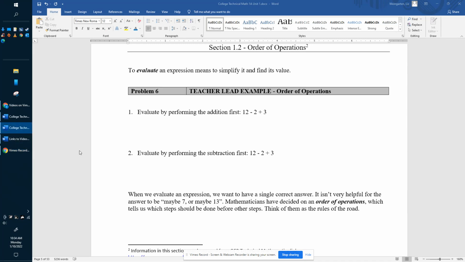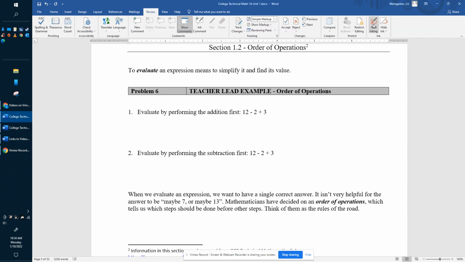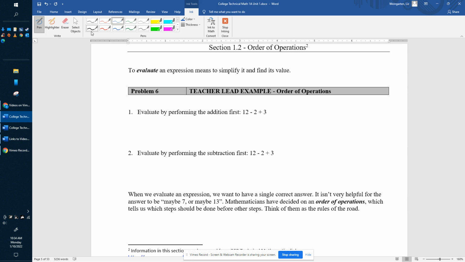So in this section, we are going to start talking about the order of operations. The order of operations is going to be important because if we do not follow the appropriate order of operations, we're going to get two different numbers. So let's take a look at this first example.